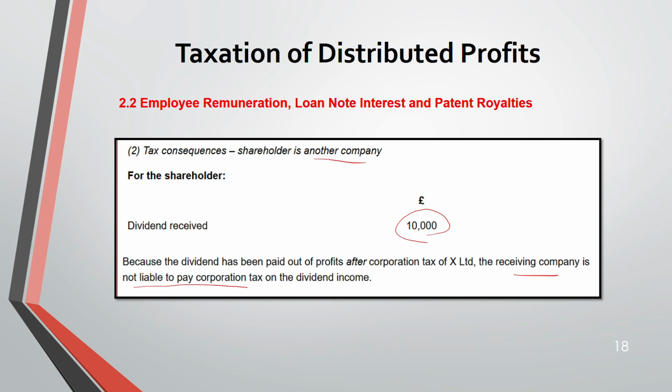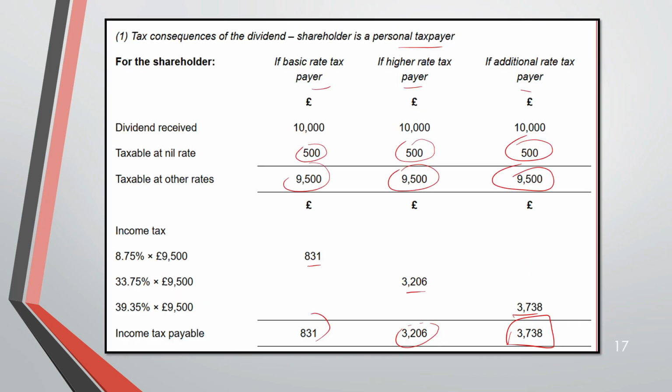So from this, what are you understanding? If it's a dividend, it is better if you're operating as a company. If a company receives it, it's better because you don't have to pay any corporation tax. Whereas if the shareholder is a personal taxpayer, there's a tax incurred.